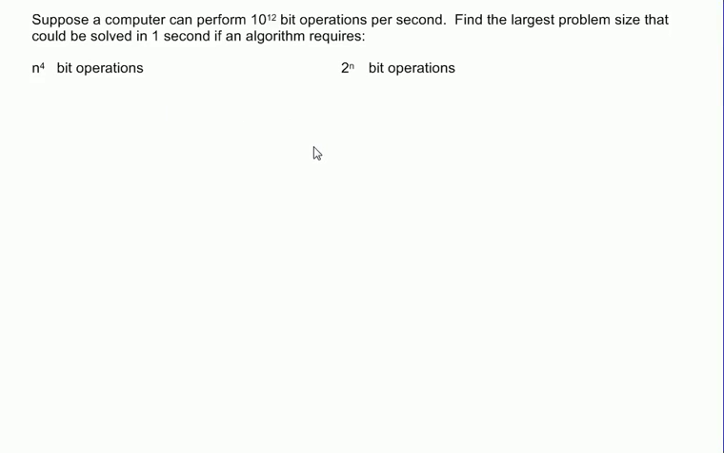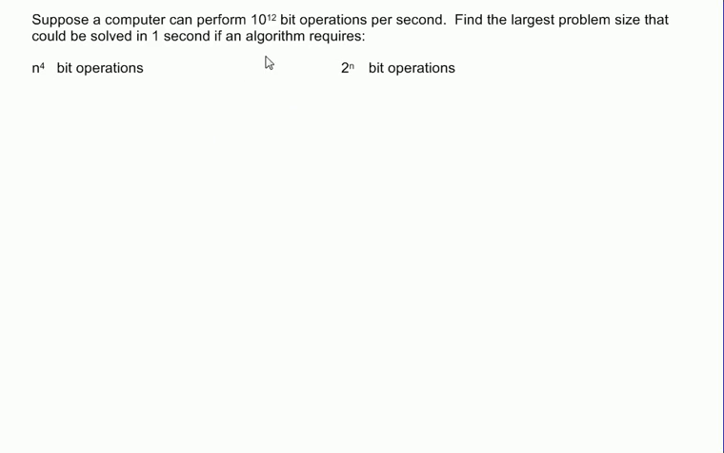One of the important things we want to be able to do at this level is understand how bit operations affect the time complexity of an algorithm. So we're going to look at a couple of examples here. These are the types of questions you might see where we try to actually compute either how long it would take an algorithm to solve a problem of a certain size or how big a problem you could solve with a given amount of time.